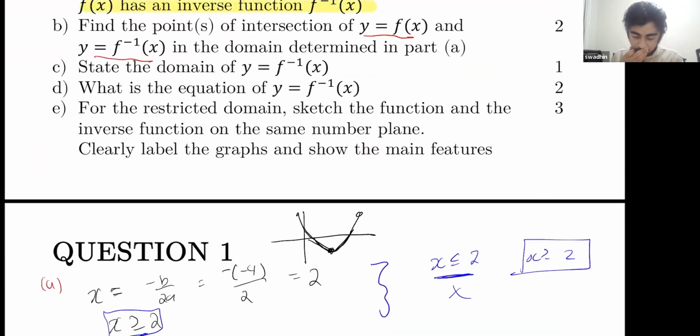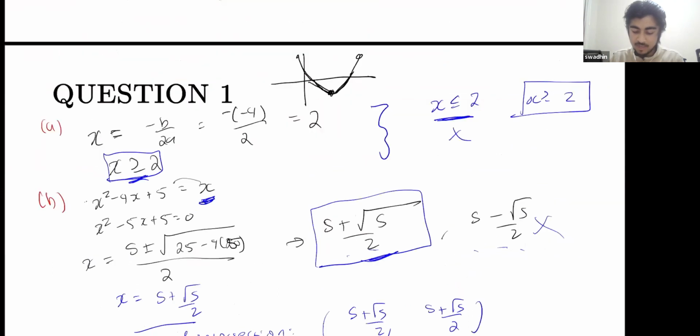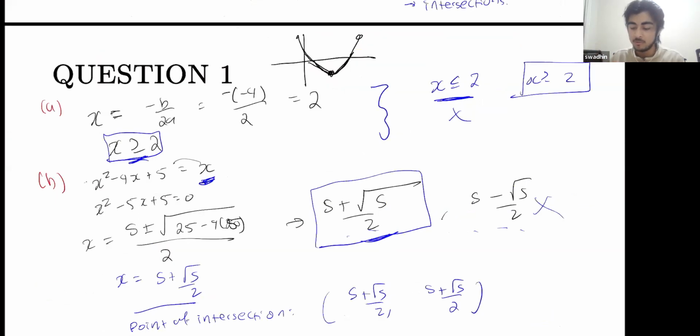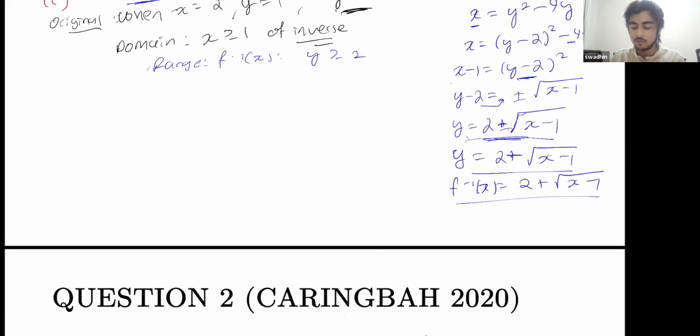Now, part E, for the restricted domain, sketch the function and the inverse function on the same number plane. And we want to clearly label the graphs and their main features. Now, the main features that it talks about, this is also really important in curve sketching, are x-intercepts, y-intercepts, and the intersections here. In curve sketching, I believe you have to show more, like turning points if they ask, and maybe inflection points as well. But for these types of questions, we're only concerned with the x-intercepts, y-intercepts, and their intersection.